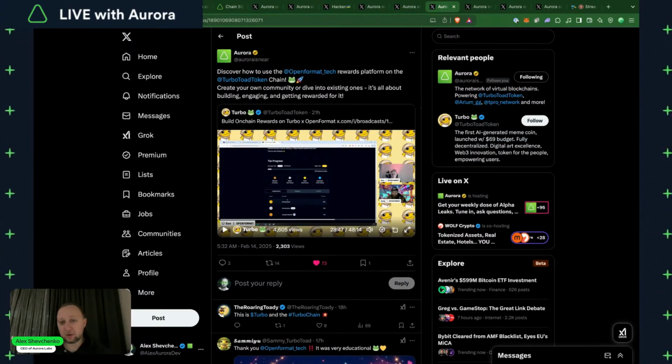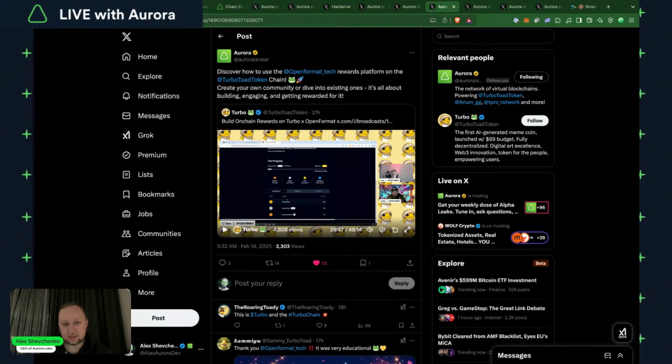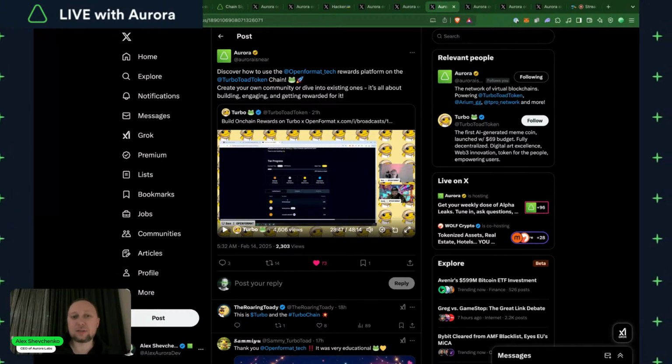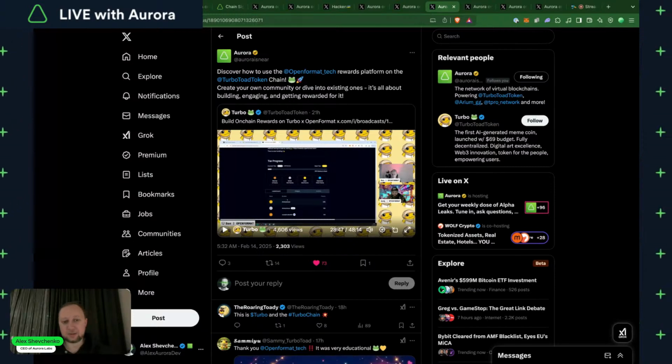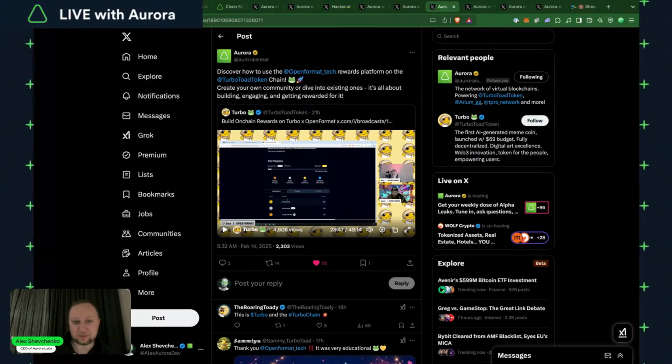Another partner, TurboChain, is continuously building different things on the chain. This week they are revealing that Open Format are building a rewards platform on top of TurboChain. So looking forward to seeing how things are going to work with Open Format.